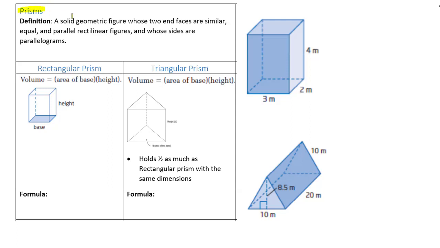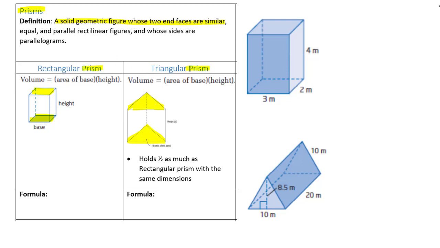So I'm just gonna read this through here. A prism is a solid geometric figure whose two end faces are similar. So what does that mean? The end faces. Think about a rectangular prism. This rectangle at the one end is the same as the rectangle at the other end, okay? Same with a triangular prism. The triangle at one end is the same as the triangle at the other end. Same dimensions, right? So when we say similar, we mean it's the same dimensions. It's just located in a different spot, right? So that's what makes it a prism.